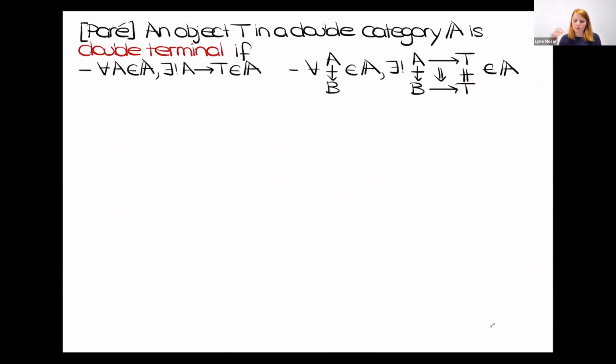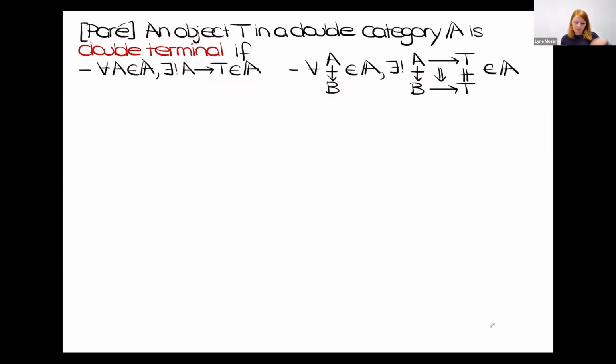And so now we also need a notion of terminal object, and this was also defined by Paré. And these are the notion of horizontally terminal, if you want, because here we're saying that for every object in A, there is a unique horizontal morphism from A to T. And then for every vertical morphism, there is a unique square from this vertical morphism to the identity at T.